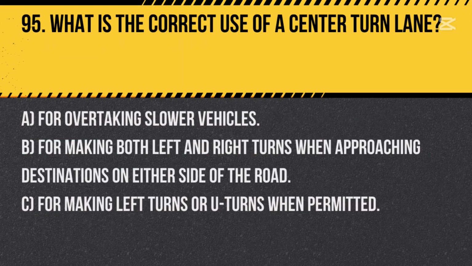Question 95. What is the correct use of a center turn lane? A. For overtaking slower vehicles. B. For making both left and right turns when approaching destinations on either side of the road. C. For making left turns or U-turns when permitted. Answer: C. For making left turns or U-turns when permitted. The center turn lane is intended to be used only for these purposes to facilitate safe turning maneuvers.